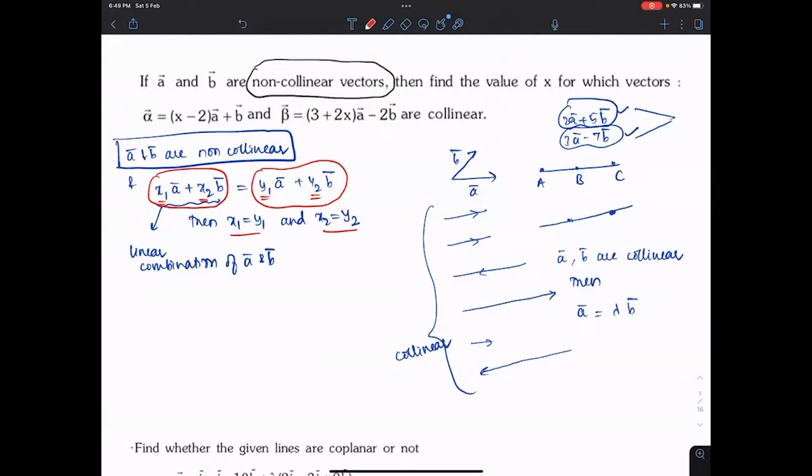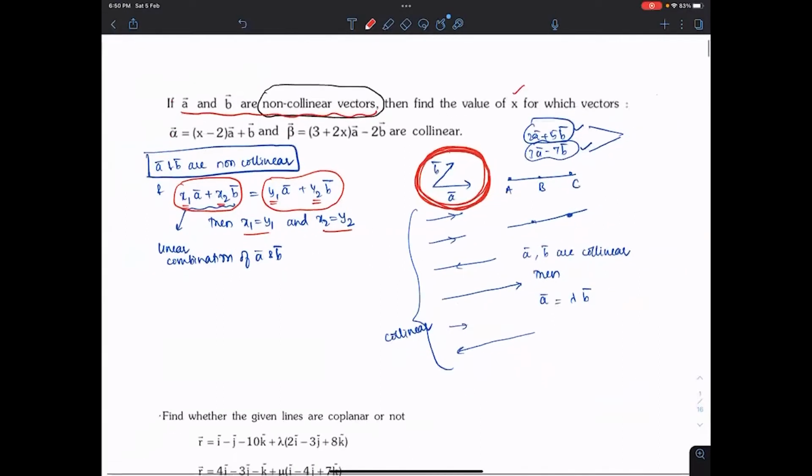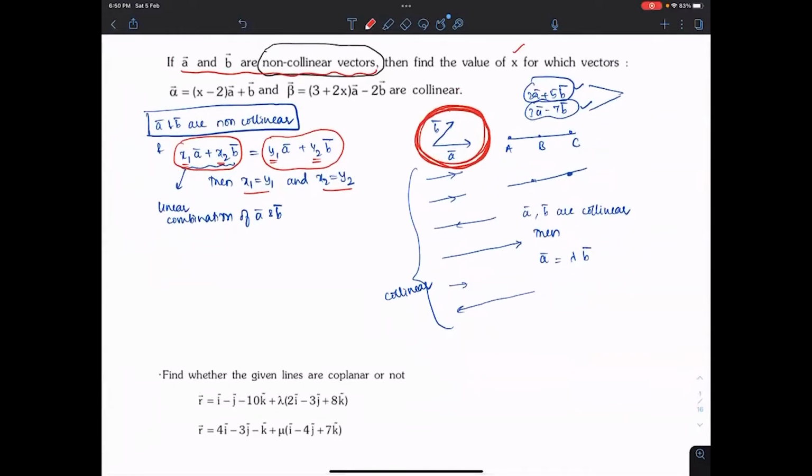If you're taking a combination of non-collinear vectors, then only this will hold true. Okay. Now let us see here. A bar and B bar are non-collinear, they are saying. Okay. Then find the value of x for which these 2 vectors are collinear. Which 2 vectors are collinear? Alpha bar and beta bar. Okay. If 2 vectors are collinear, then we have already seen, alpha bar must be equal to lambda times beta bar.